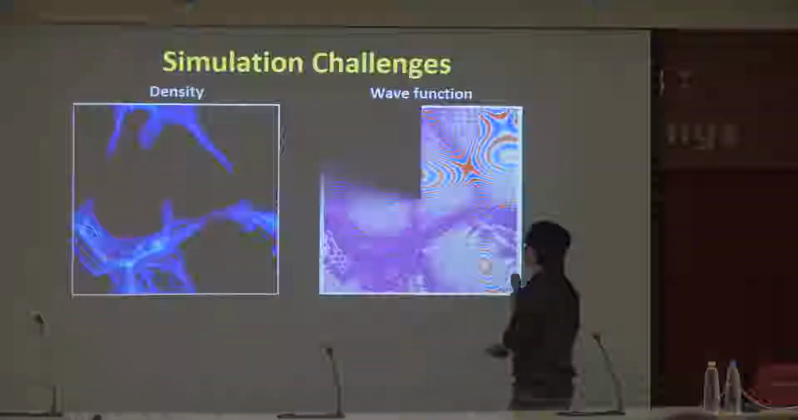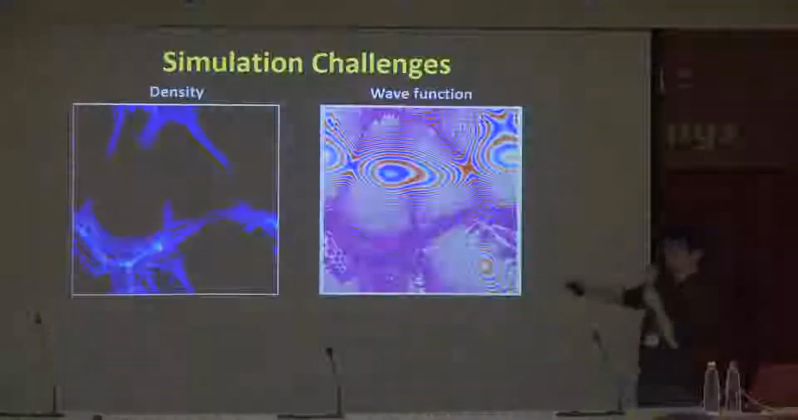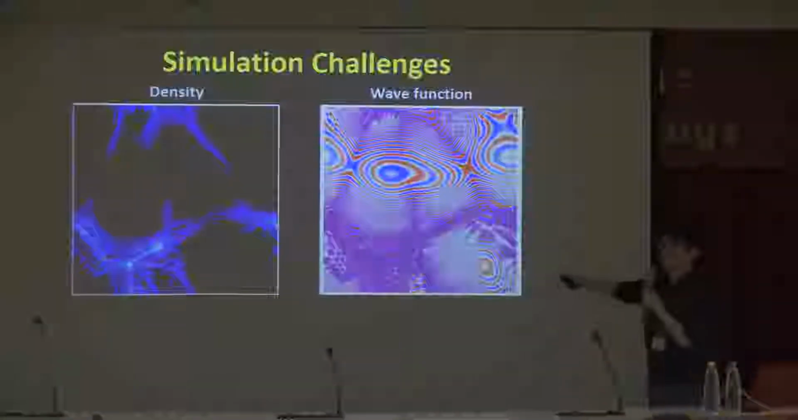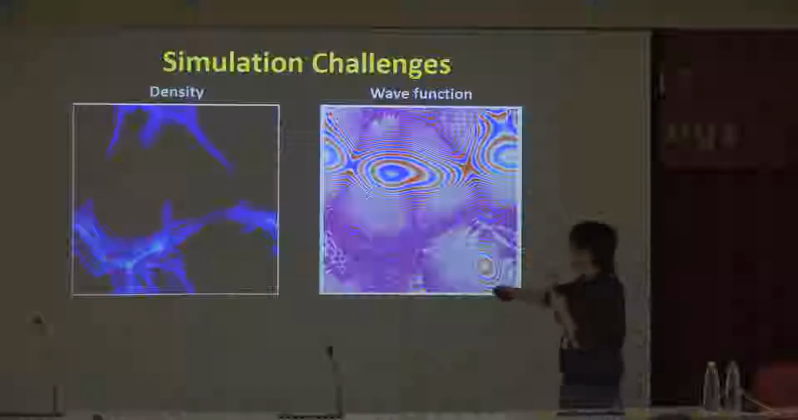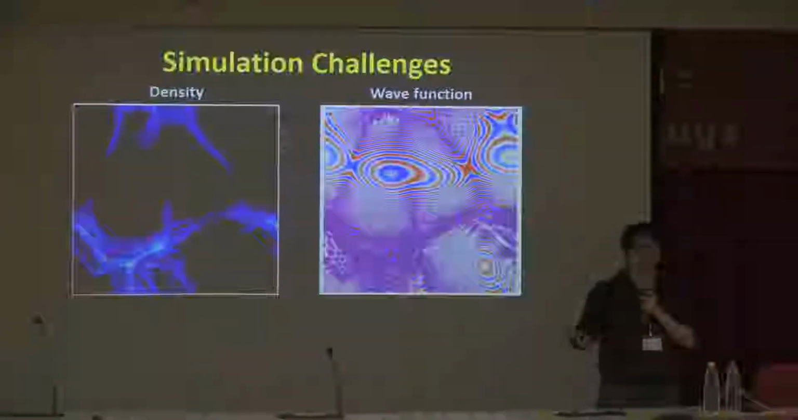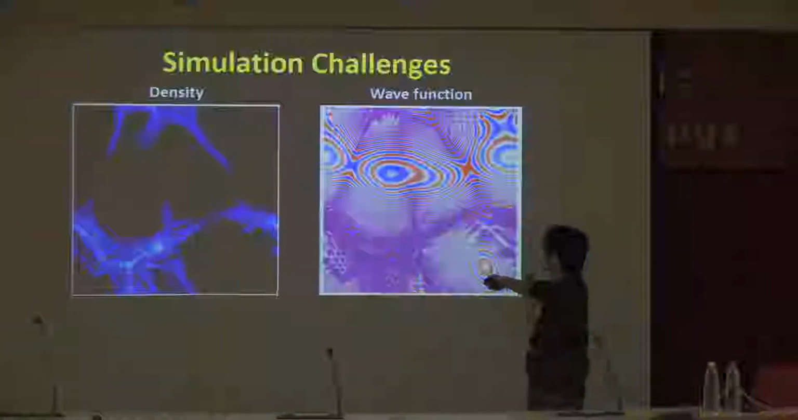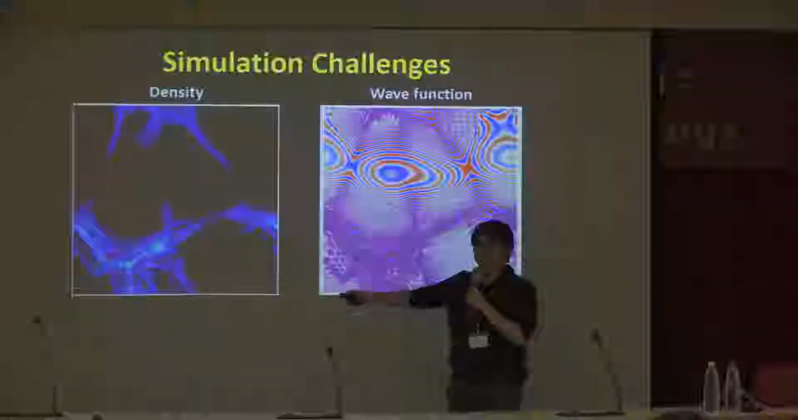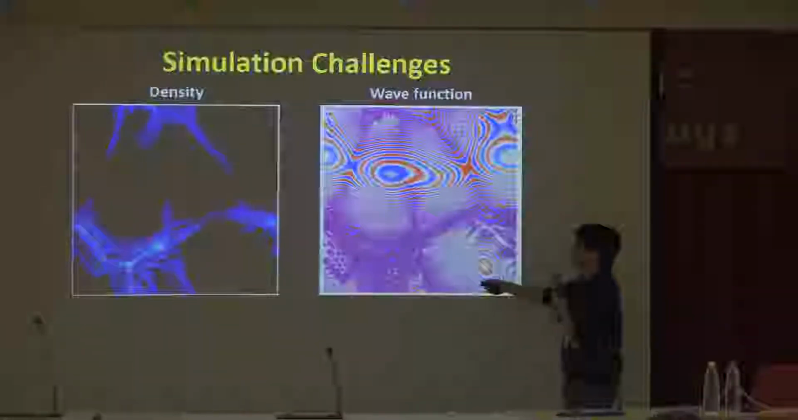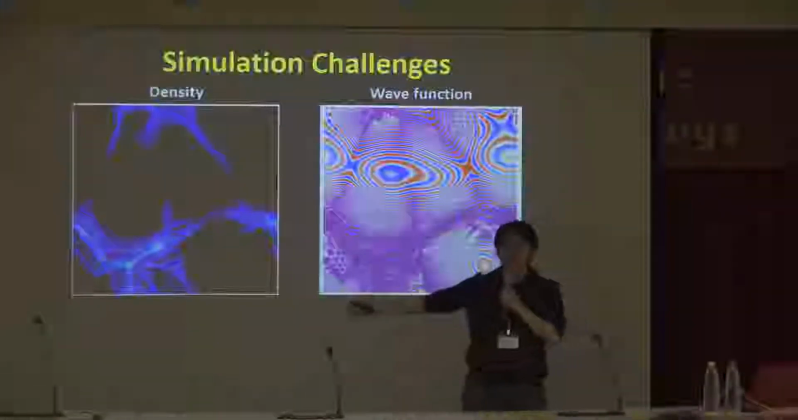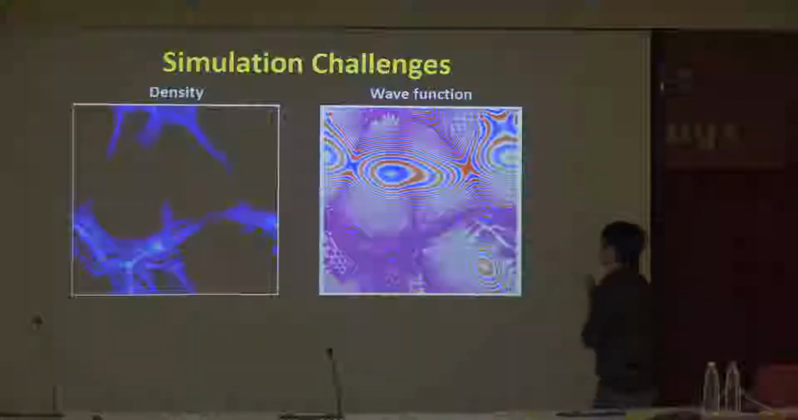So what does the wave function look like? The wave function actually looks like this. This is what we are actually simulating. Note that these two figures represent exactly the same slice. We just take the square, so the square of the wave function is density, right? We are solving the wave function, but we eventually want to get the density to compare with observations.